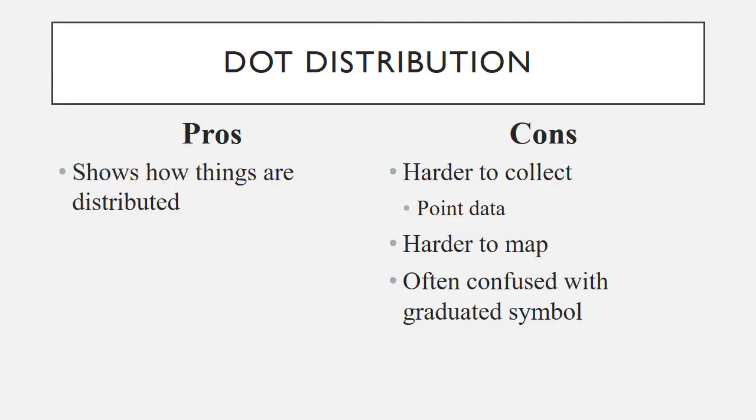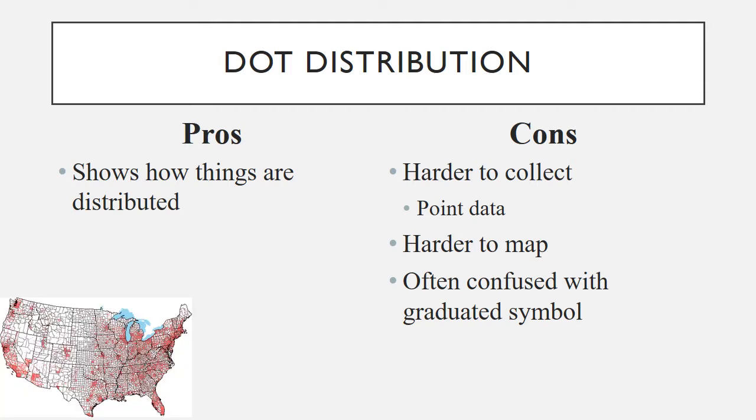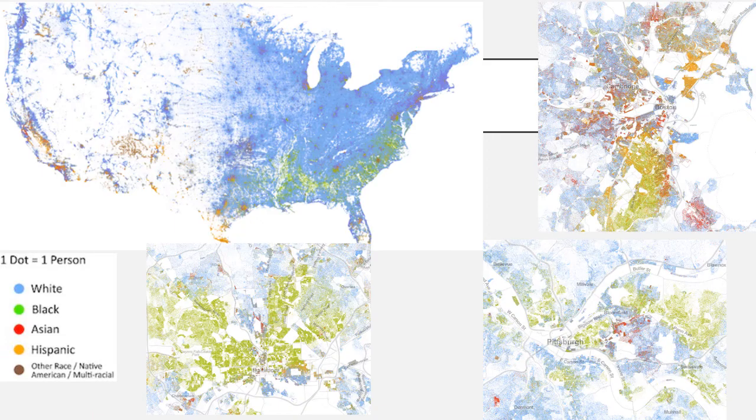Dot distribution maps have the benefit, we can see a dot distribution map there, of showing how and sometimes even where things are distributed, right? The downside to this is that that's much harder to collect. You need point data, right? You need to know exactly where something happened, where someone was located that got sick, where exactly a McDonald's is in a city, and so on. So in that case, they can be harder to map, and sometimes students will confuse them with the graduated symbol or proportional symbol map. We don't want to do that.